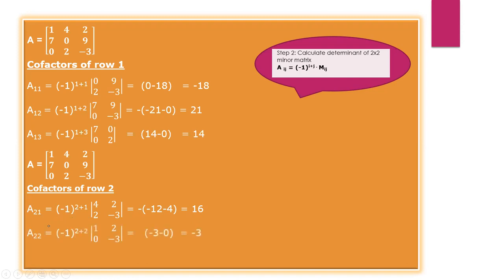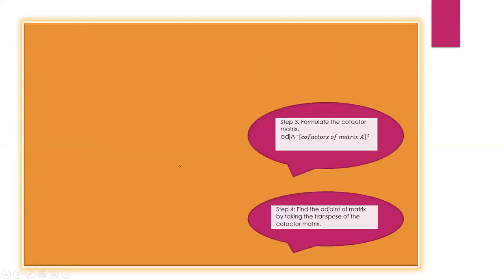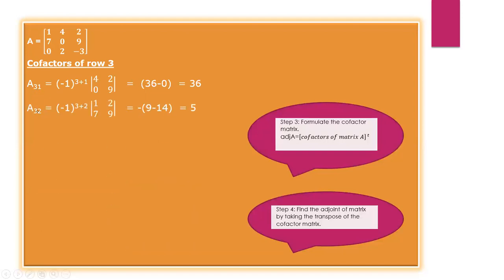Similarly, we will find A22 and then A23. Okay. And then again, we will find the cofactors of the third row. This is the cofactor of the third row, A31, and then A32, and then A33. Okay, so all 9 cofactors we have found.